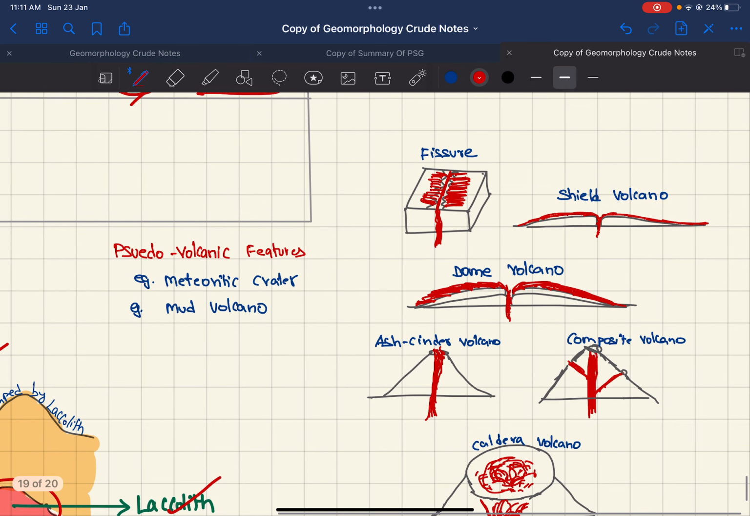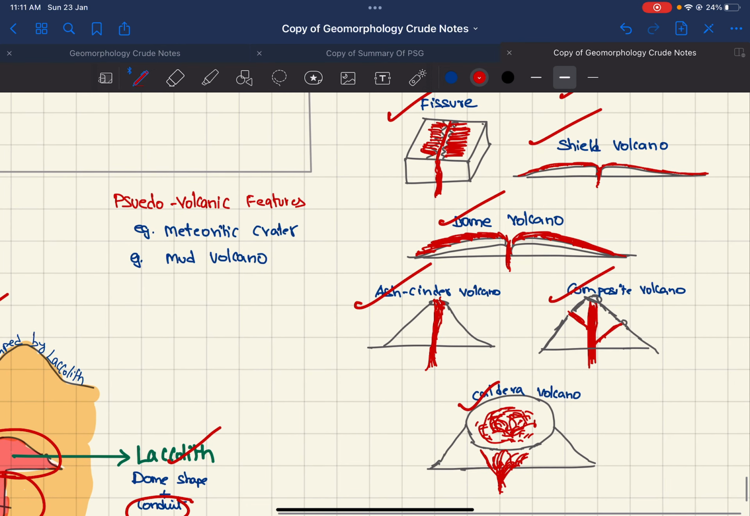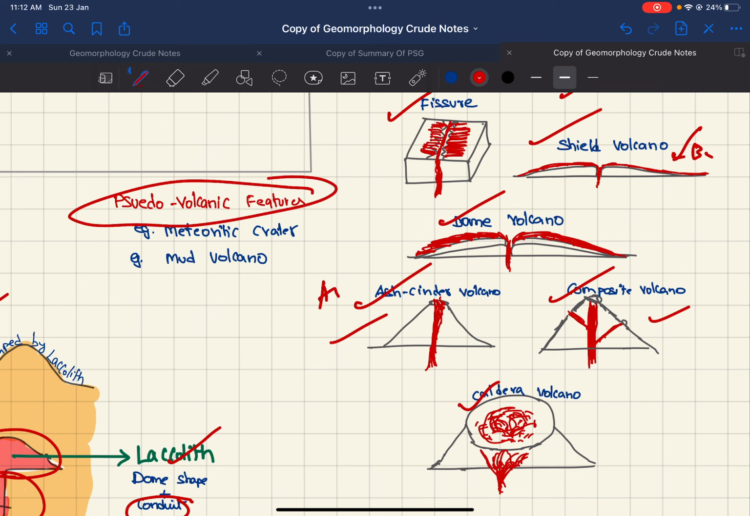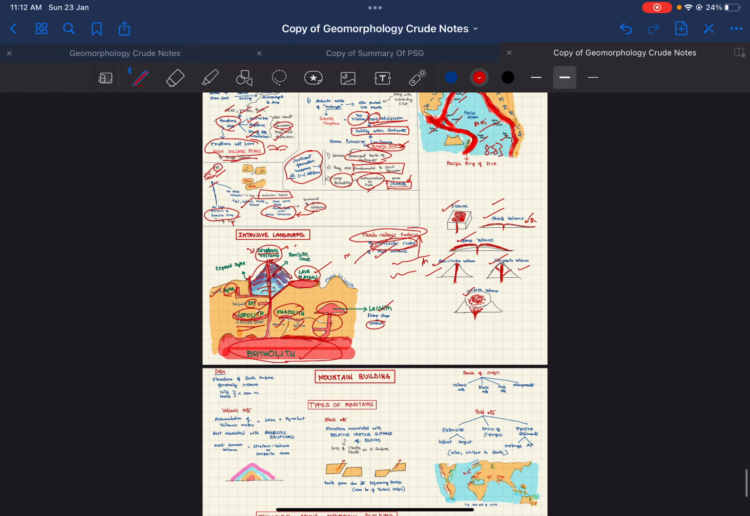Different types of extrusive landforms we have: fissure, shield volcano, dome volcano, ash cinder volcano, composite volcano, and caldera volcano. Shield volcano happens when there is basalt, and composite type happens when there is andesitic or rhyolitic material. And also pseudovolcanic features, examples are meteoritic crater and mud volcanoes. These are features that look like they happen because of a volcano, but the source is something else. For example, a meteoritic crater forms due to a meteorite rather than volcanic eruptions.